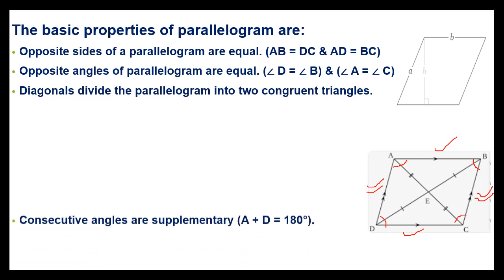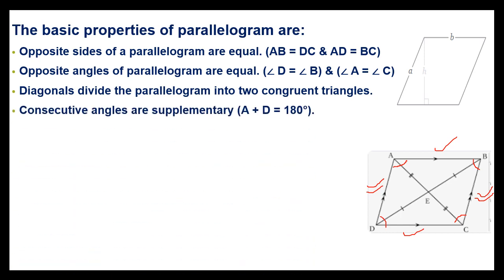Now next we have that consecutive angles are supplementary. So angle A and D are consecutive angles and their sum is 180 degrees. Similarly, angle A and B will also sum to 180 degrees. So any two consecutive angles you take here, the sum will be 180.